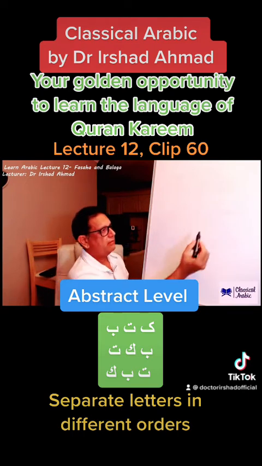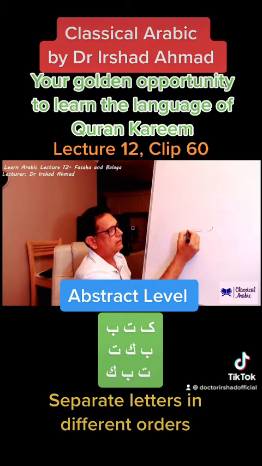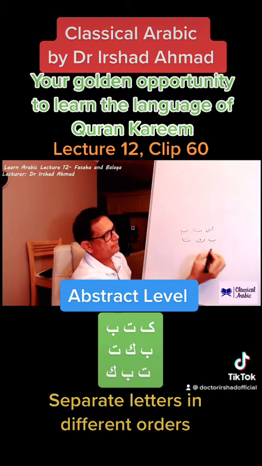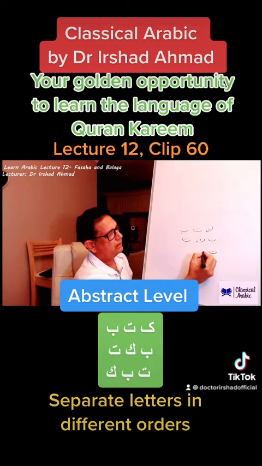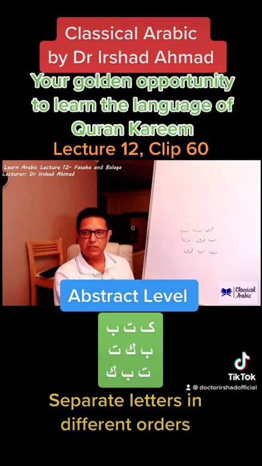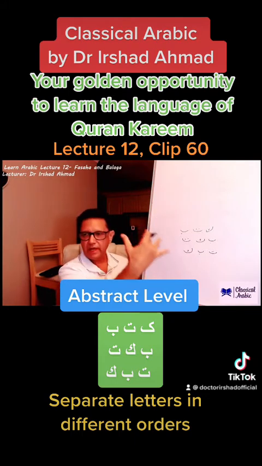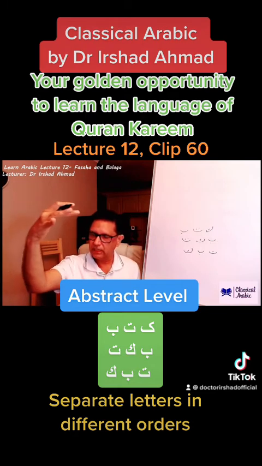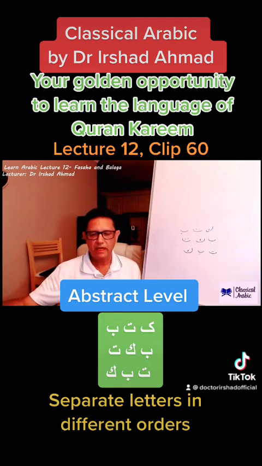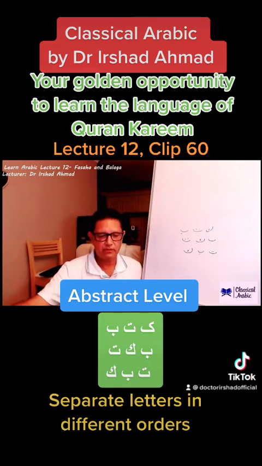We can write kaf ta ba, we can write kaf, by the way, and ba, kaf, ta, we can write tha, ba, and kaf. The point is that we are looking at these letters in isolation. We are not giving them a specific order. So individuals, not joined together, not put in specific order. That's the abstract level of thinking about these three letters, that will apply to any kind of word.